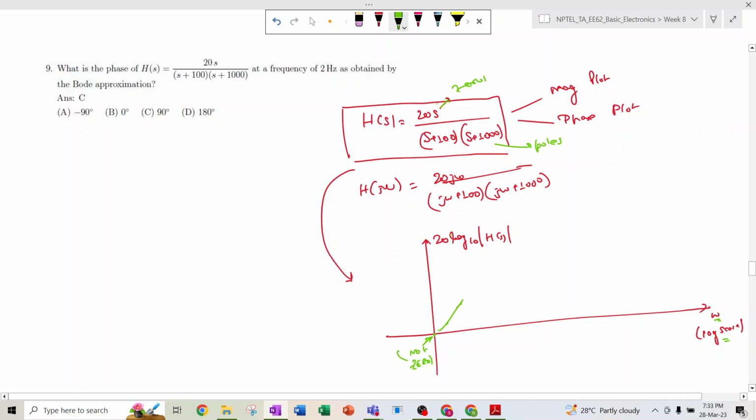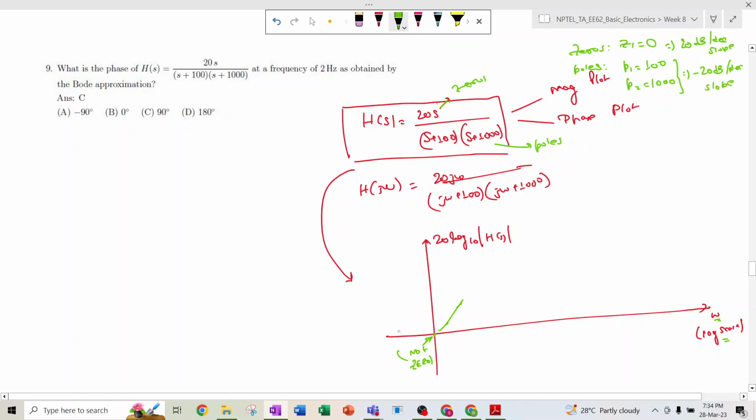And remember one thing: what are the zeros and poles here? In this function, the zero z1 is at 0 position, and it contributes a 20 dB per decade slope. Similarly, there are two poles: p1 at 100 and p2 at 1000. Each pole contributes a minus 20 dB per decade slope.